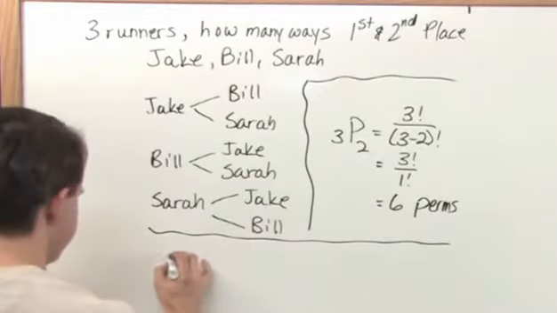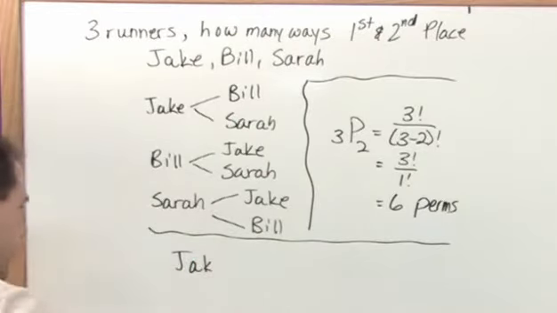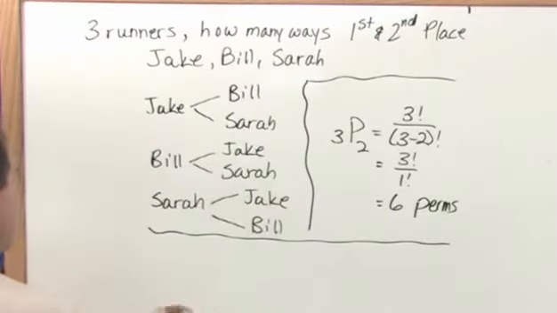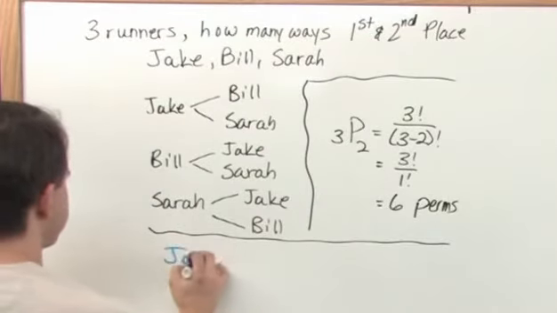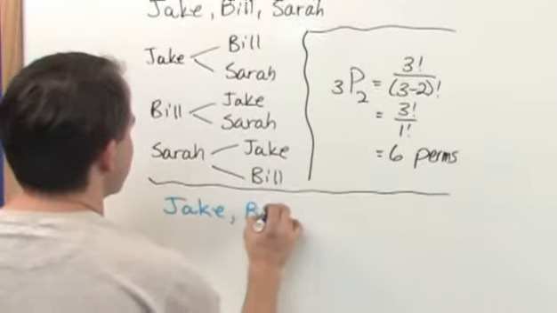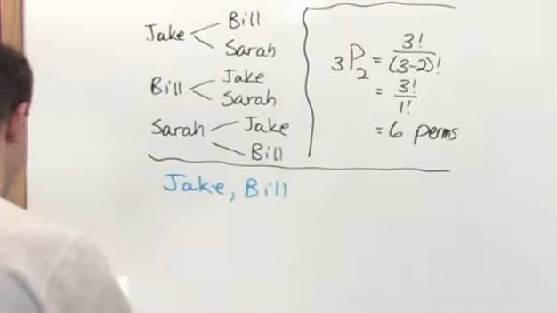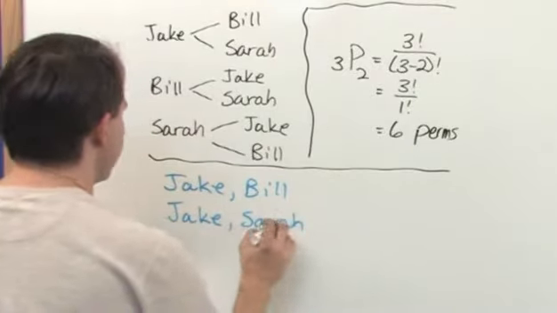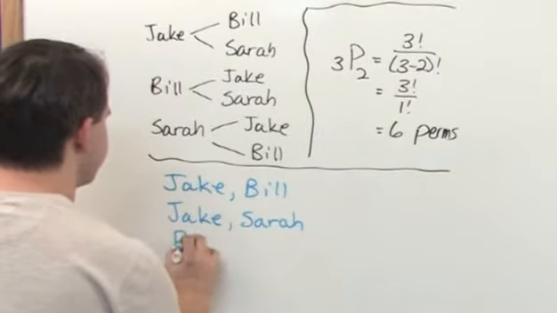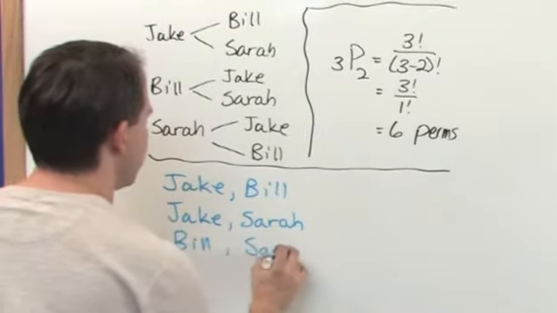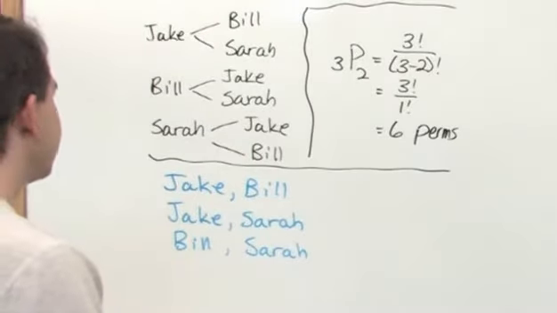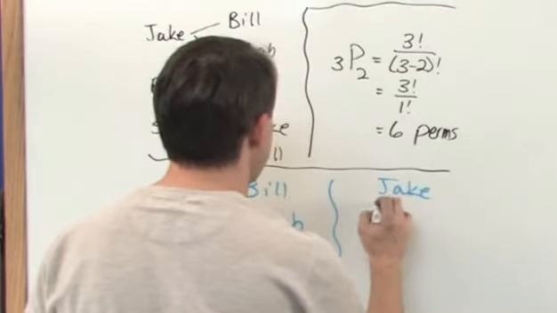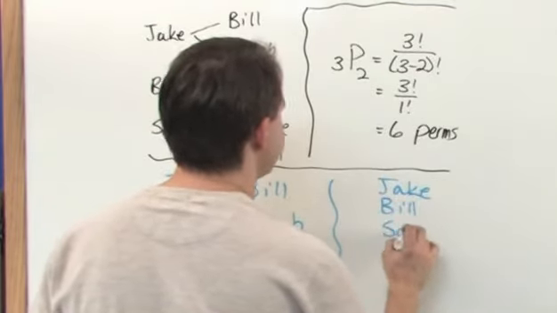Well, we could pick Jake. Actually, let me switch colors because it'll make it a little bit easier. We could pick Jake and Bill to go on the trip. We could pick Jake and Sarah to go on the trip. And we could pick Bill and Sarah. Please take a second to make sure that you agree with this. The only three people we have to choose from are Jake, Bill, and Sarah.